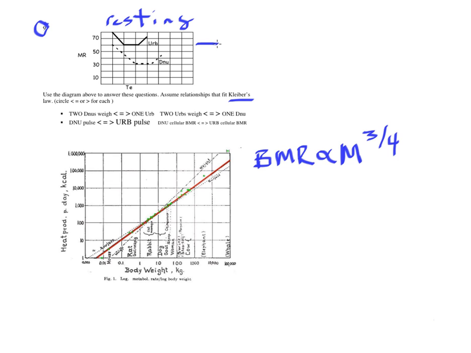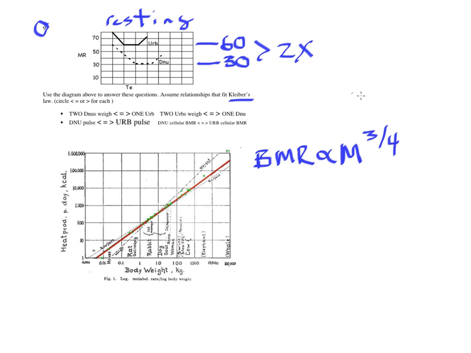And since you had to do it earlier in the homework, I'm counting on the fact that you can recognize that the Urb has a basal metabolic rate of 60. The Dnu has a basal metabolic rate of 30. And what you need to do then is recognize the fact that that is a 2x relationship. So the proportion, they are to be compared in this way. There's twice as much metabolic rate for the Urb as there is for the Dnu.